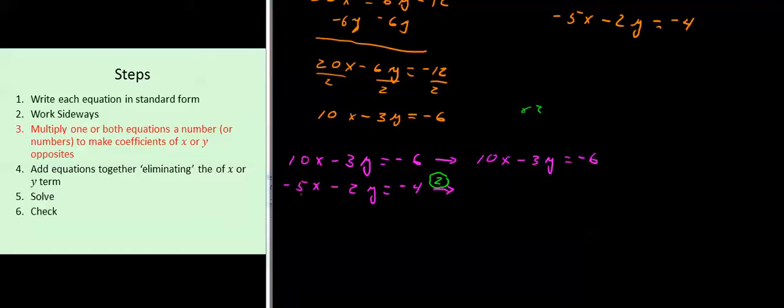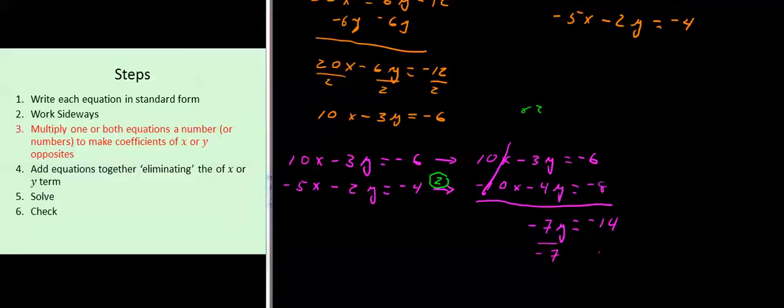I multiply everything, the 5, the 2, the 4, and I get negative 10x minus 4y equals negative 8. Now that these are opposites, I add the two equations together, and 10 and minus 10 cancel. I end up with negative 7y equals negative 14. Divide by negative 7, divide by negative 7, and I get y equals 2.